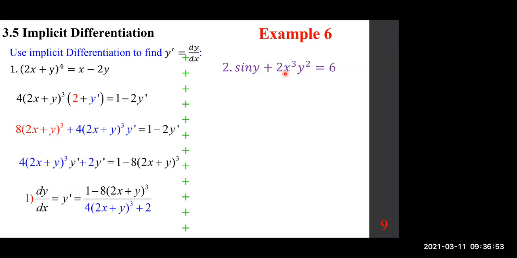Plus 2x cubed times y squared. We put a raised dot in between, so we use a product rule. Let me use a raised dot in between. And so 2x cubed gives you 6x squared times y squared, and y squared gives you 2y prime times 2x cubed, and the right side is a number, gives you 0. So 2x cubed, let me just write this.